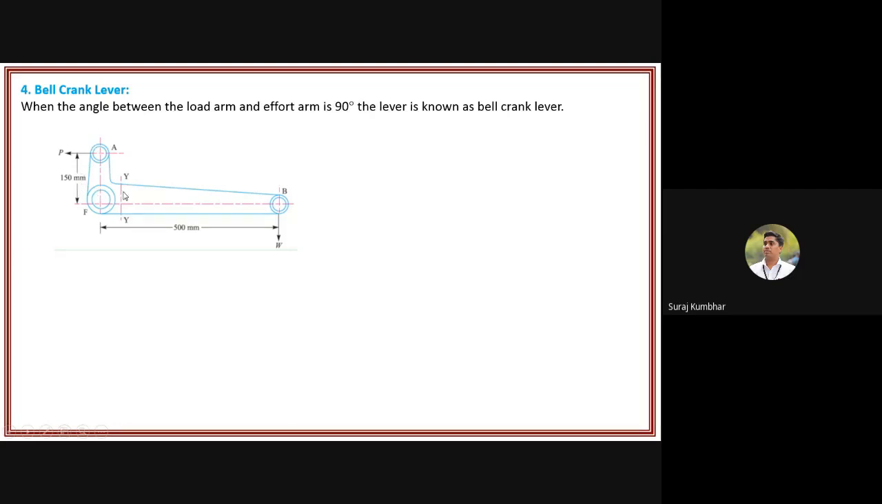That's why it is called a bell crank lever. Okay, so this is the fourth type, the fourth type of lever, that is the bell crank lever. Now the next part, angular lever. So what is meant by angular lever?